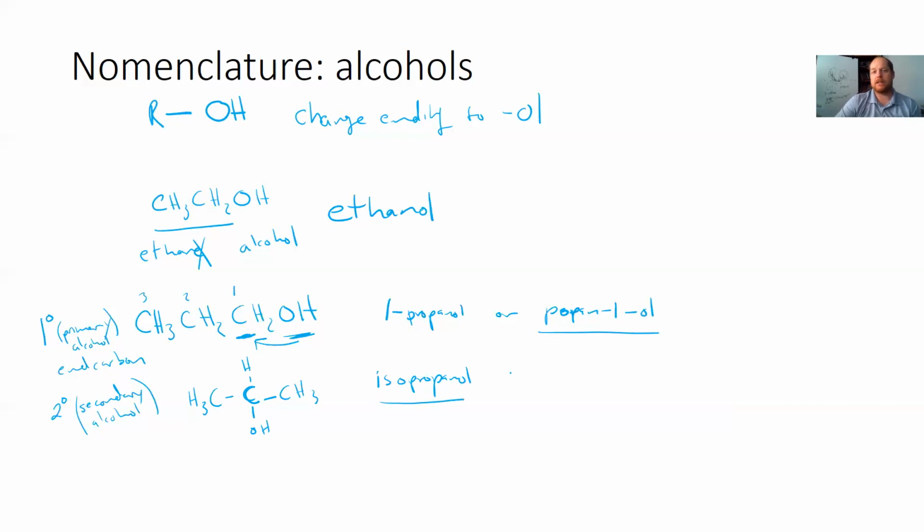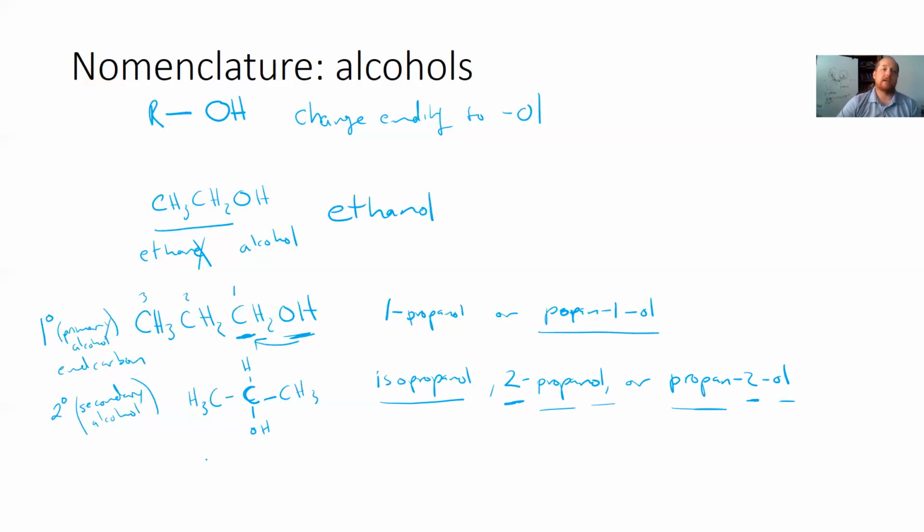It's also known as 2-propanol or propan-2-ol. Okay, so that would be the alcohols themselves. We're basically numbering them by what carbon the alcohol is attached to. We're still using the root, and now we're using the ending of an OL, right? So the root and the ending.